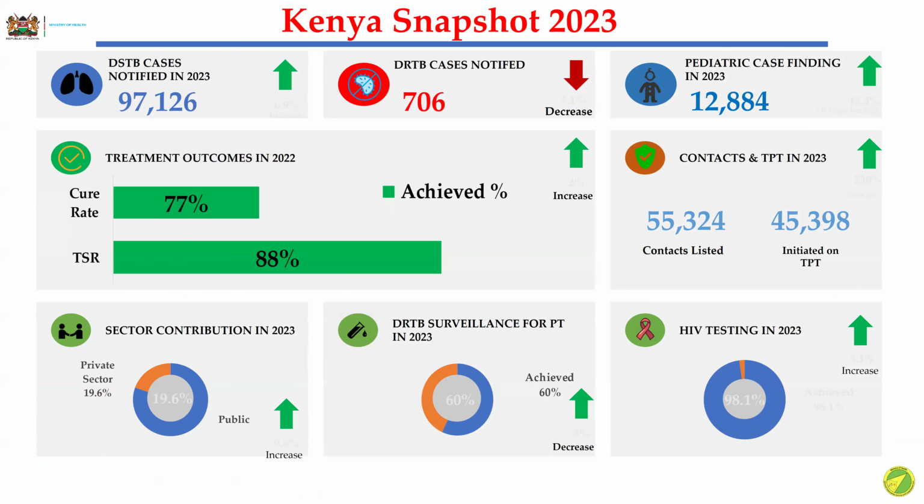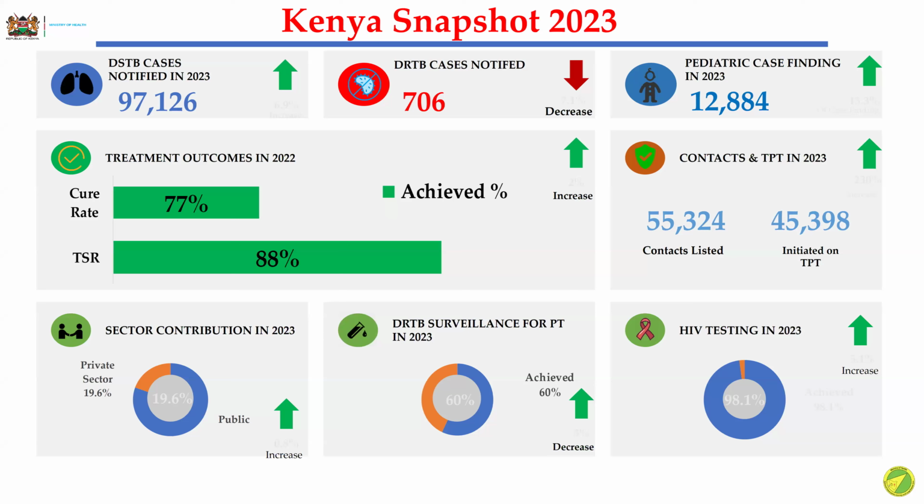As you can see here, this is the drug-sensitive TB notified in 2023. There were 97,126 in Kenya. And then the drug-resistant TB was 706. And then the pediatric case finding in 2023 was 12,884. And the outcomes for TB in 2022, there was a cure rate of 77%, which was achieved. That was an increase from somewhere. So there was some work which was done there. So there is a treatment success rate of 88%.